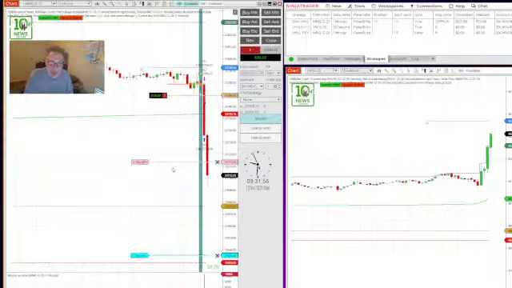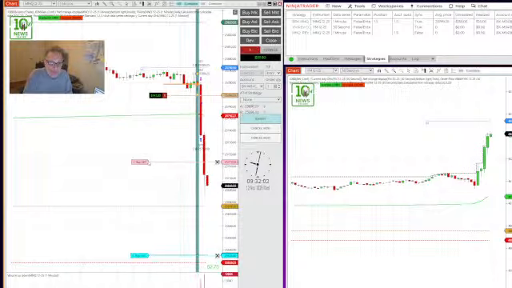But I'm not going to move. I don't mean my target, I mean my stop. As it keeps going down, I'm going to keep trailing. It's a trail, trail, trail. This is a trail, trail, trail.